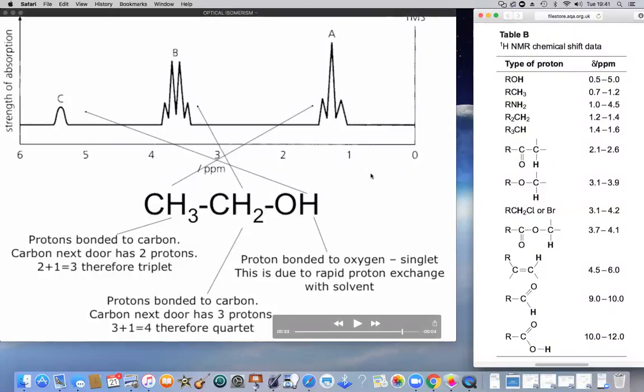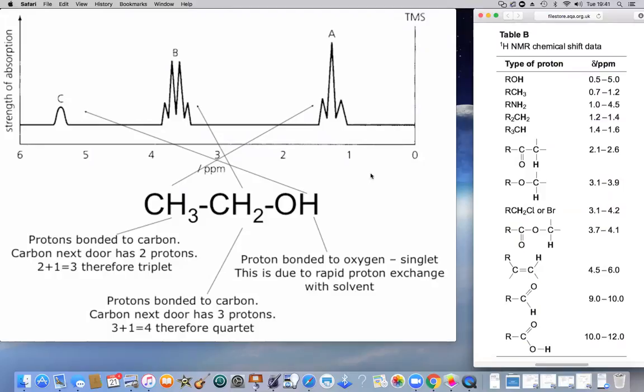Question coming in: if there was another carbon group when applying the n+1 rule, would you look to the left of the carbon only or to the right as well? We've got a couple more examples, and I think I might be able to clear that one up for you when we have a look at a couple more examples. Okay.